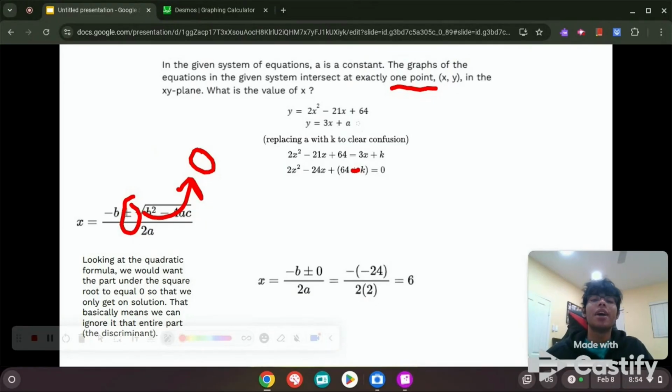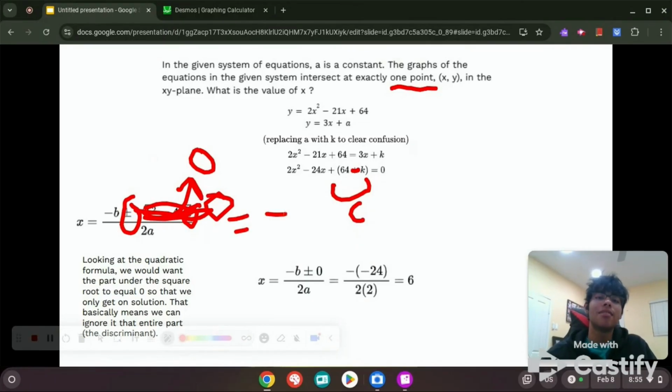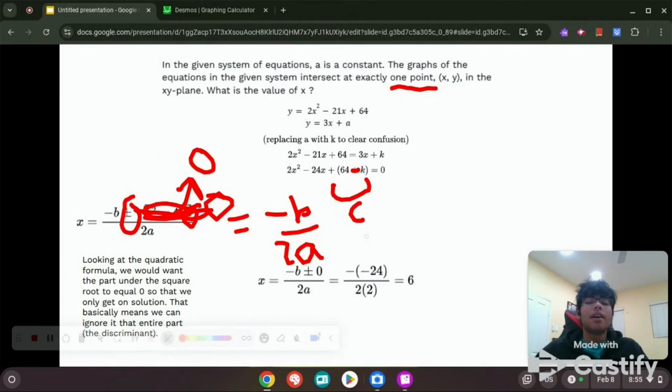That won't mess with the value we have because we only see k as our c, and the only place c appears is in the discriminant. So we can just treat this as 0 because that's the thing that gives us 2 solutions, but we only want 1. So we just have negative b over 2a right here. With negative b plus minus 0 divided by 2a, we can plug our values in. b is negative 24, so negative 24 divided by 2 times 2, which is just 24 over 4, which is 6.